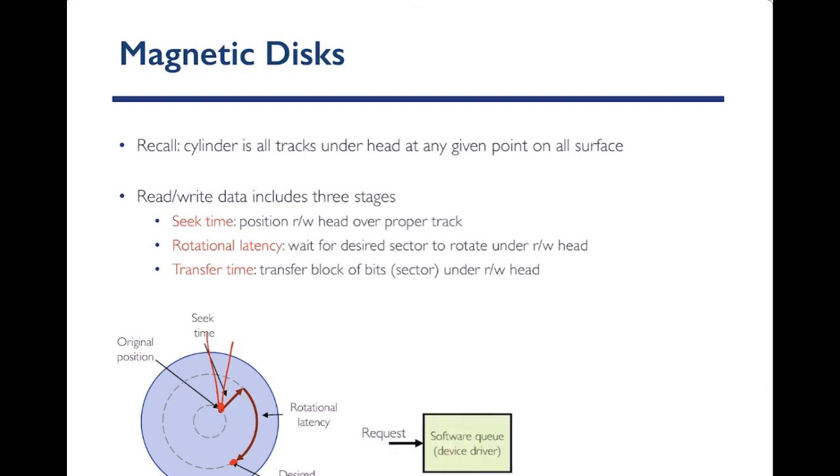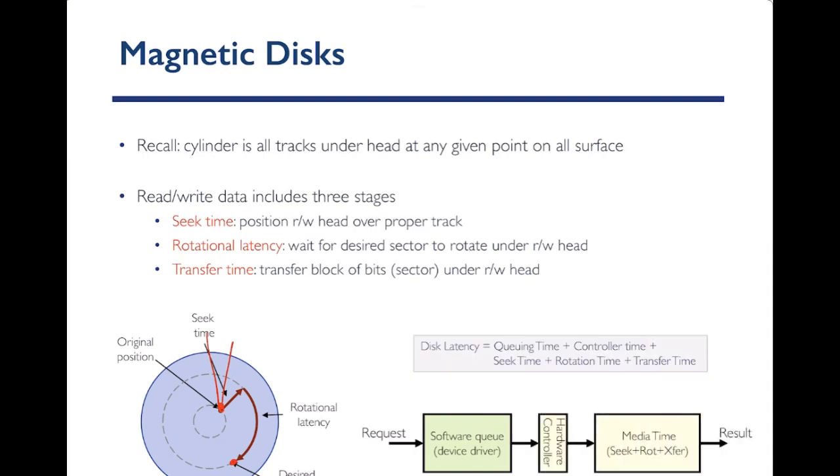Now, to put this into perspective with the I/O subsystem performance model that we saw, your disk latency includes the time your requests spent in the queue and the time your requests are processed by the HDD controller. Once you have that done, you have to pay a seek time, a rotation time, and then a transfer time. So this becomes your disk latency.